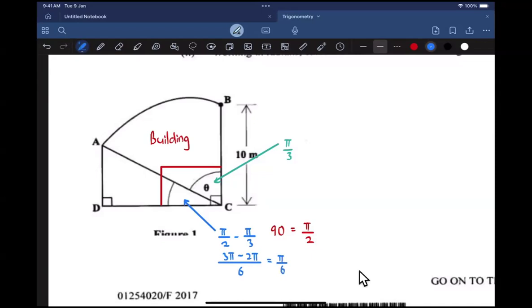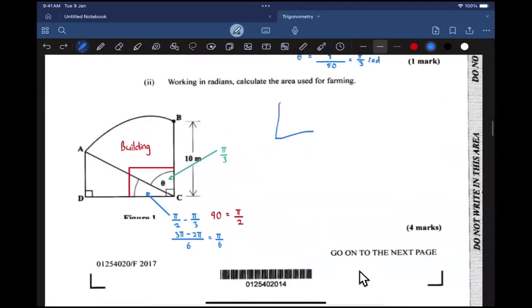180 over 6, which is? What is 18 divided by 6? 3. Right, so 30. And we say that it'll be 30 because pi over 3 is 60. This whole angle is 90. 90 minus 60 is 30. Is pi over 6. Nicholas, you understand everything? Yeah. All right. So now we have the angle, we could actually figure things out.